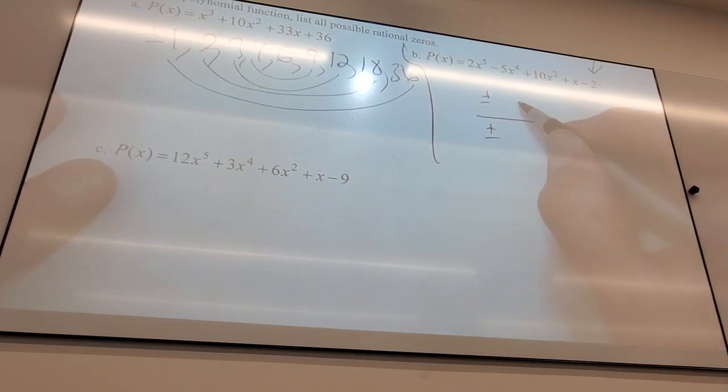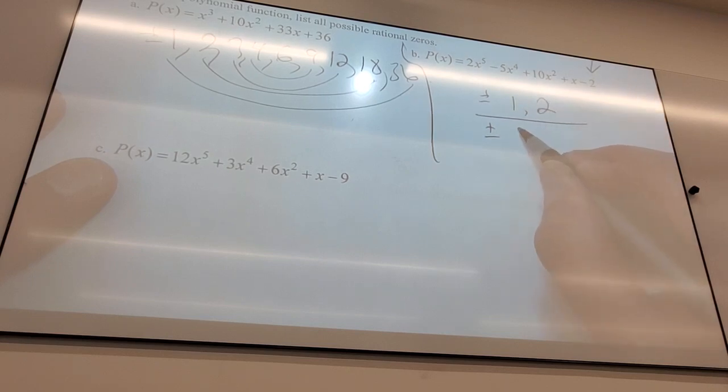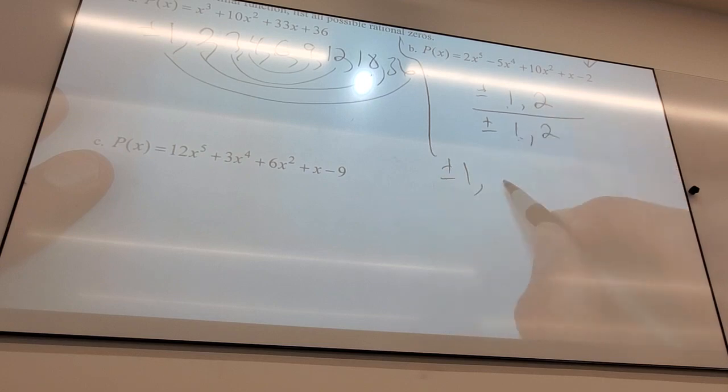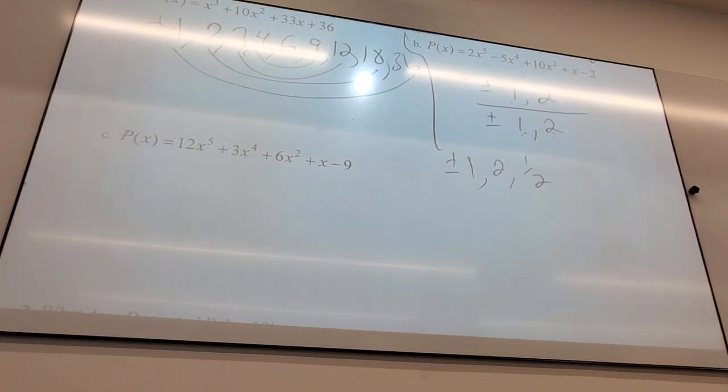So what goes on the top? 1 and 2. What goes on the bottom? 1 and 2. Then you make the ratios, right? So 1 divided by 1, 2 divided by 1, 1 divided by 2, 2 divided by 2 I already have. So the best situation when you have a number out front is that the last number doesn't have a lot of factors. Then even though you have fractions, they're not a lot.